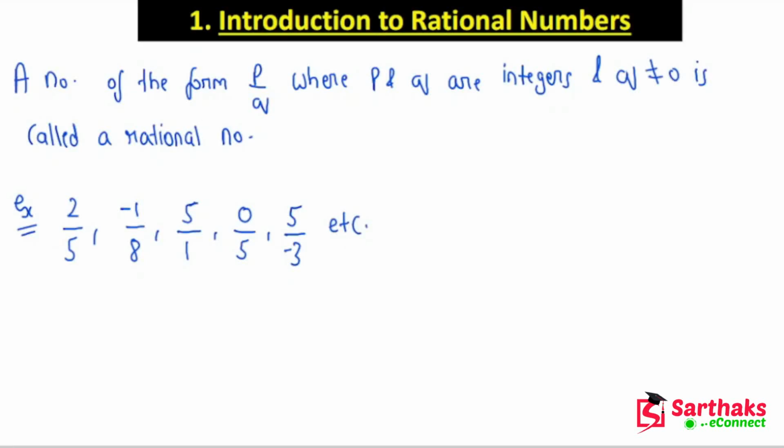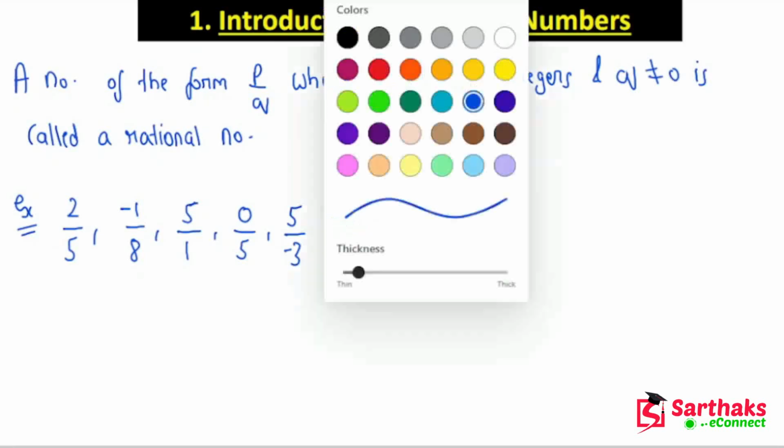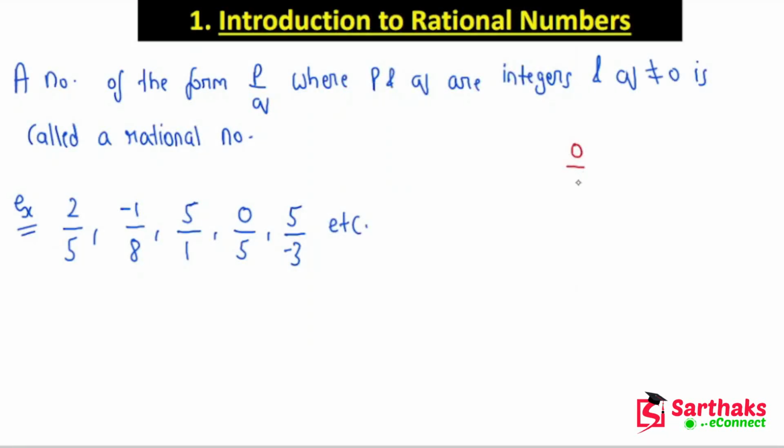Now let me give you the logic behind why we can take 0 in the numerator but not in the denominator. Suppose you write 0 upon 2, then you know it is 0. Do you know why? Because when you cross multiply the denominator 2 with the 0 on the right hand side, you will still get 0. This is true.